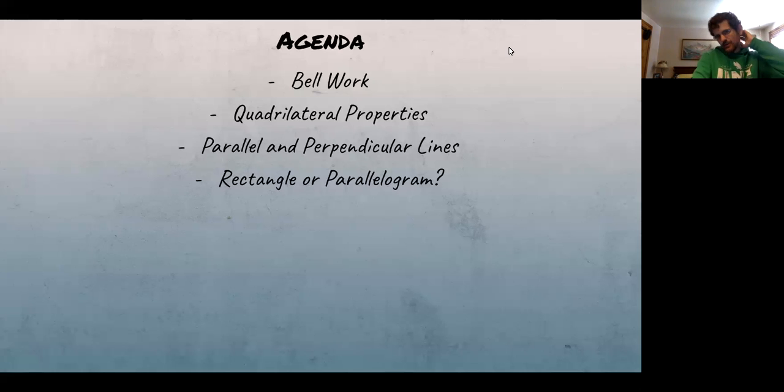So today we are going to be looking at quadrilateral properties a little bit more, and parallel and perpendicular lines, rectangles, parallelograms, all that fun stuff, and we'll jump right into that.